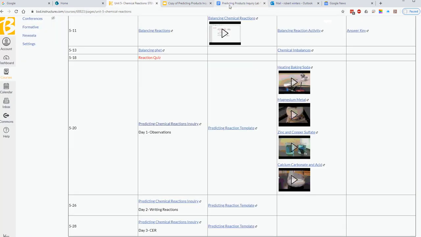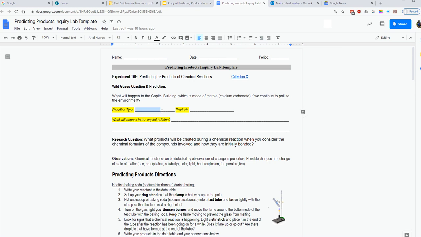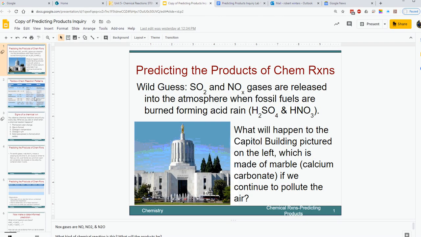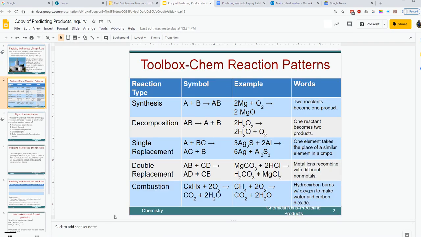The first thing we want to do is predict what type of reaction that might be. Let's remind ourselves, what are the types of reactions? Remember, we have learned that there are five types: synthesis, decomposition, single replacement, double replacement, and combustion. Once again, we're going to take calcium carbonate and combine it with an acid, so we're putting two things together, right? Let's take a guess. Which one do you think it might be? Again, there are no wrong guesses. It's just our starting point.